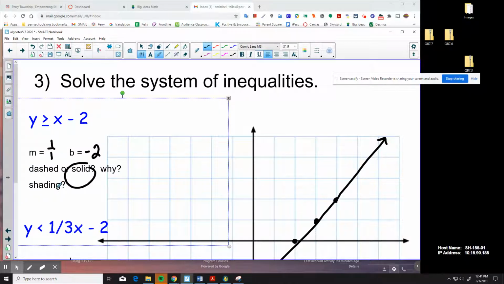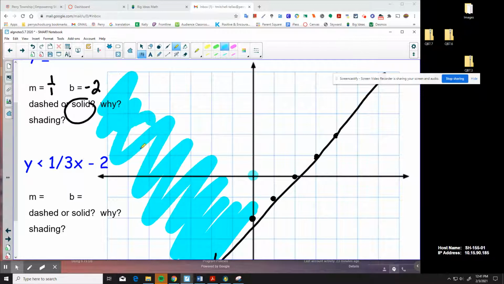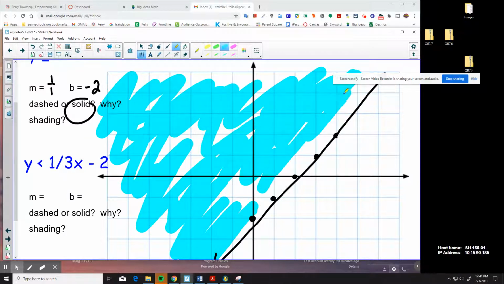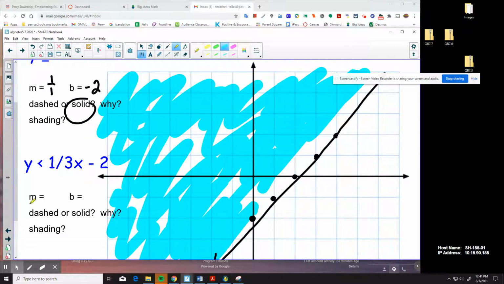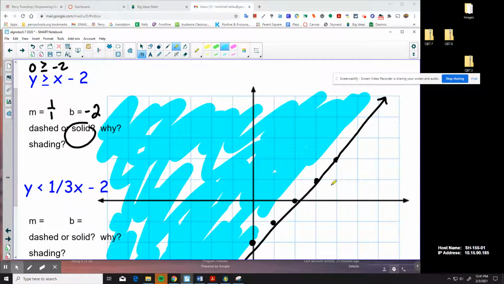And then the shading. So I'm testing the 0, 0 right here to see if it's true or false. 0 is greater than or equal to -2. That's true. So again, I shade the side that has the origin because that's the true side. So I'm shading over here. And I shade the whole thing. All right, now I do the other one.